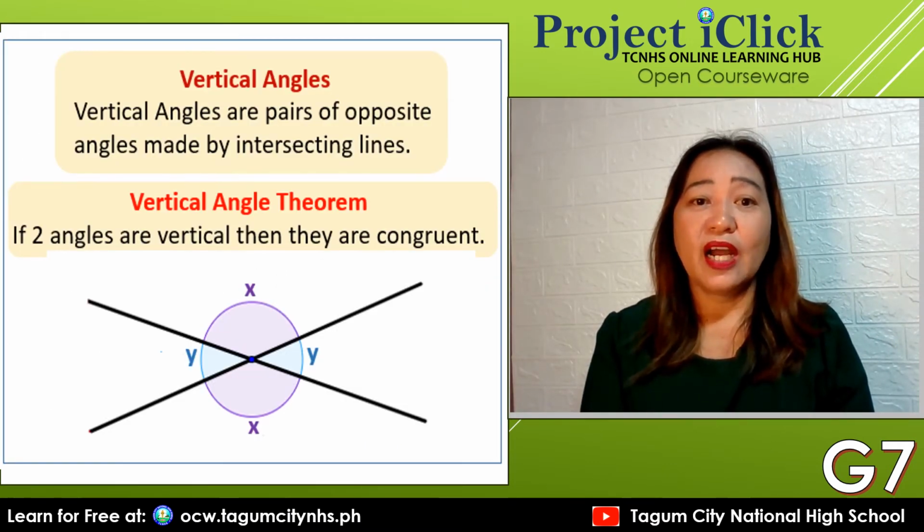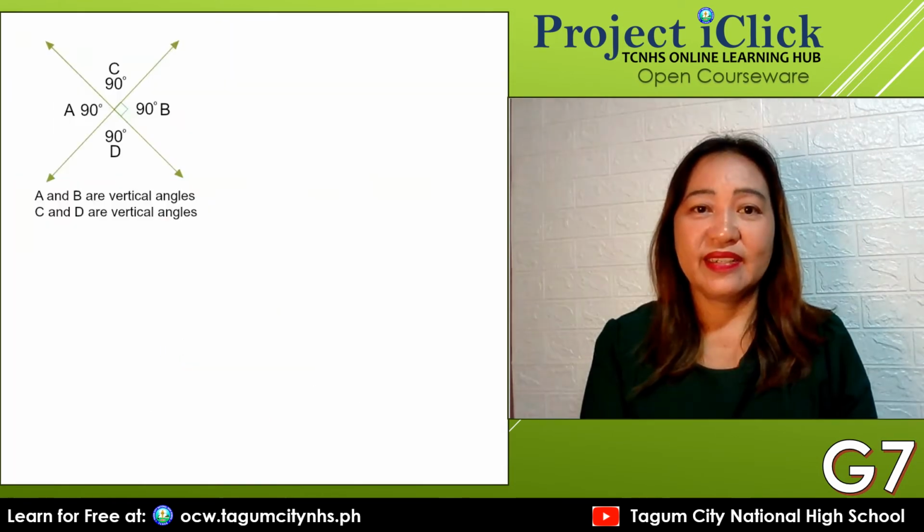Vertical angles are pairs of opposite angles made by intersecting lines. The vertical angle theorem says that if two angles are vertical, then they are congruent. When we say congruent, the measures of their angles are equal. Now let us see this figure. We have two intersecting lines and there are four angles formed. So we have angle A, angle C, angle B, and angle D.